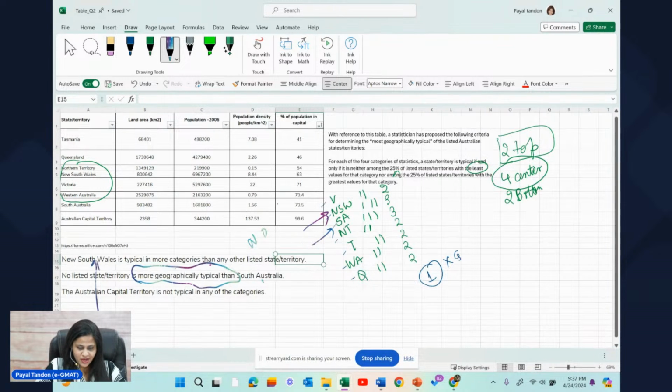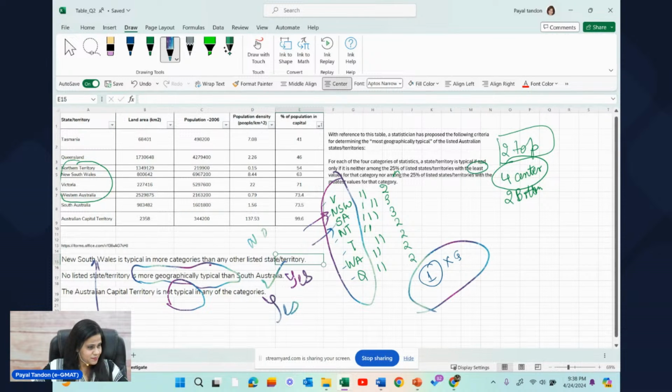than South Australia? The answer to that is yes, because South Australia has three. There is nothing else which has four. So the answer to that is yes. The Australian Capital Territory, so that was the one which is missing, is not typical in any of the categories. Absolutely yes. This is the one that was missing.